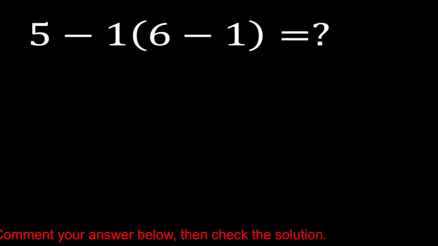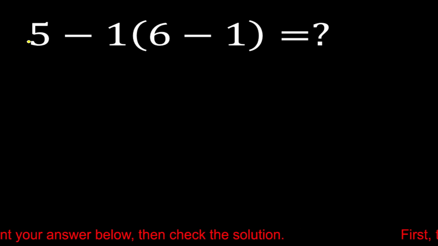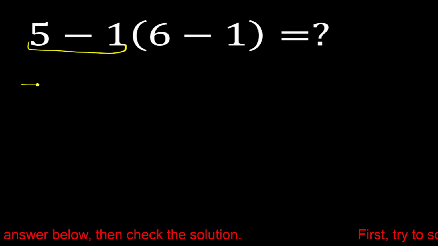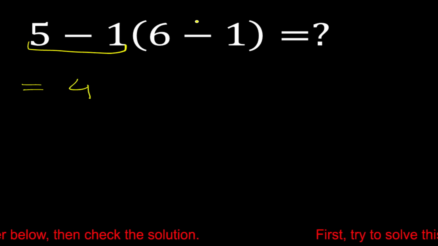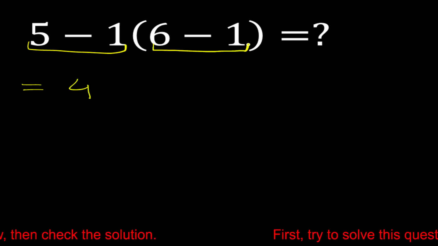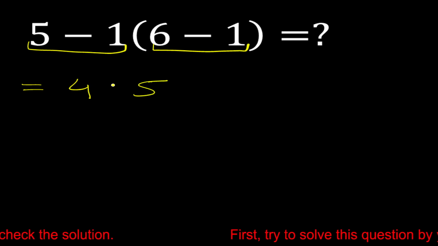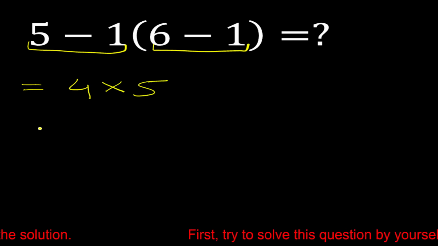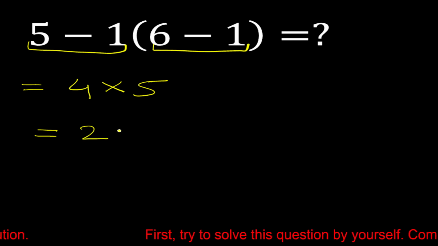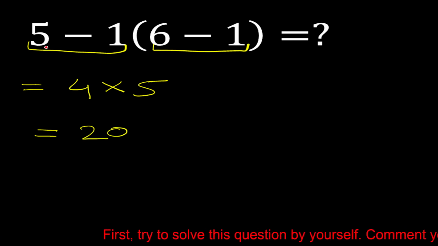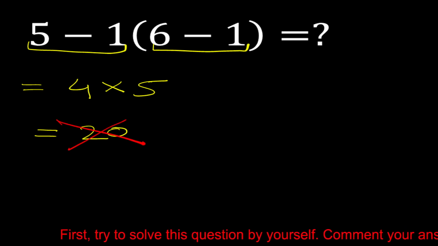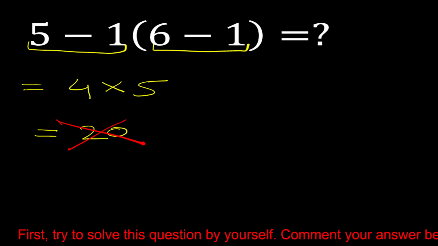So, most people solve this question like 5 minus 1 is equal to 4. Then 6 minus 1 is equal to 5. Now 4 multiply 5 is equal to 20. Okay, but 20 is not the correct answer. It's a completely wrong answer.